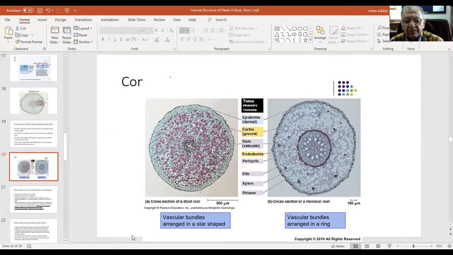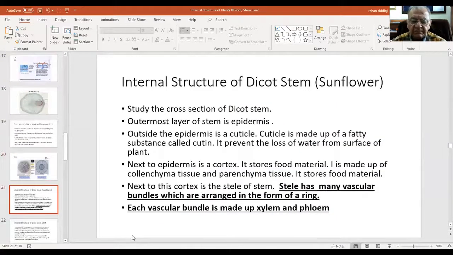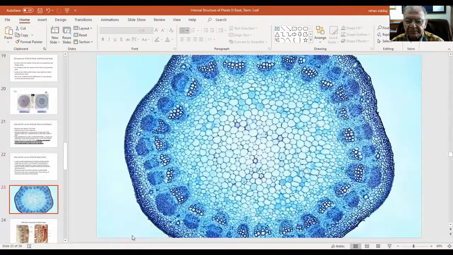Okay, from root we can go on to the stem, and here again we have dicot stem and monocot stem. An example of dicot stem is sunflower, and an example of monocot stem is corn. So let us first look at the cross section of dicot stem. Here I have a diagram. Here you can again see an epidermis with hairs, and next to the epidermis is a narrow cortex.